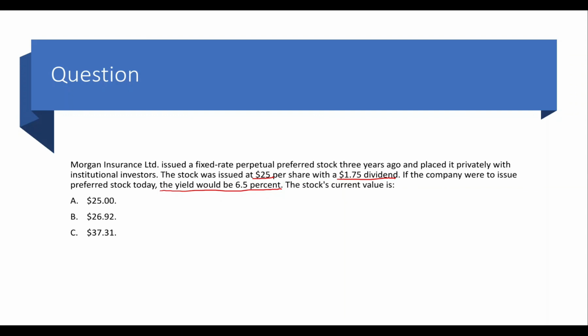For the current value, the dividend of $1.75 is 6.5% of the current value of the stock. So the current value would be 1.75 divided by 6.5%. That is $26.92. So option B is correct.